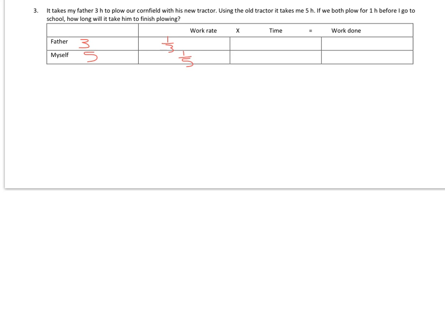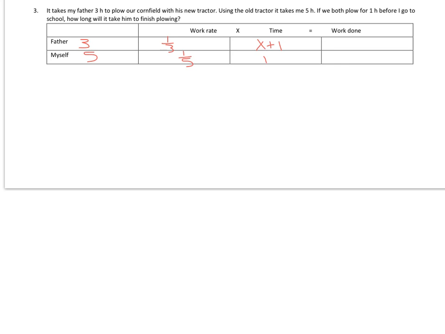Read through what you're given. Does it tell you how long you worked? How long did I work? An hour? I worked an hour and then I went to school. So my time is an hour. Okay, now I do not know how long my father worked, right? And keep in mind, we're looking for total time. So my father works for a certain amount of time that we don't know, but he also worked that hour with me. So if we're looking at total time, he worked a certain amount of time by himself, and he also worked an hour with me. Does that make sense?